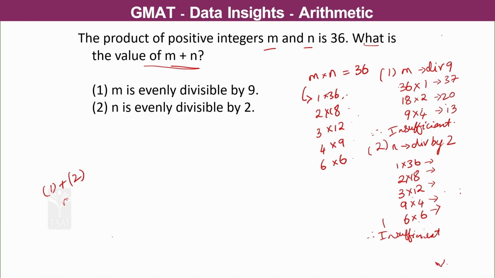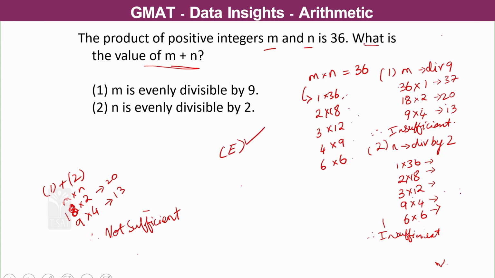So for that combination of m and n, you have 18 into 2 and you have 9 into 4. You still have 2 different combinations. Here the sum will come out to be 18 plus 2, 20. Here the sum will come out to be 9 plus 4, 13. So, you still have 2 answer options. Therefore, statement 1 and 2 together are also not sufficient to answer the question. Therefore, answer is option E, where both the statements together are also not sufficient to answer the question.